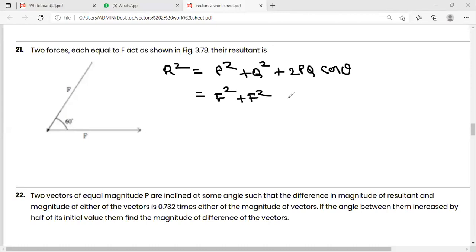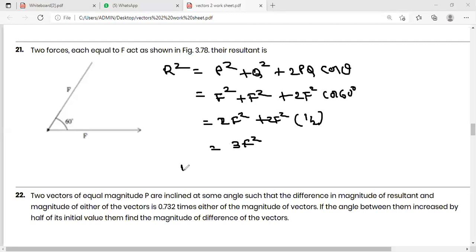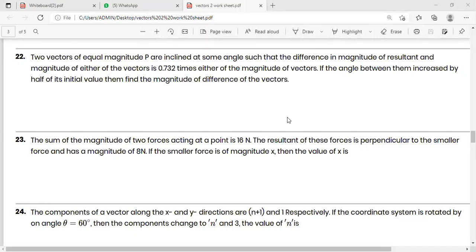And both are same. F square plus F square plus 2 into F into F cos 60. And cos 60 will be half only, na? 2F square plus 2F square into half only. That will be 2 into half will be 1. Totally 3F square. Yes, sir. So R square is 3F square. Then the resultant is root 3 into F. Resultant R is nothing but root 3 into F. Simple question, direct substitution.